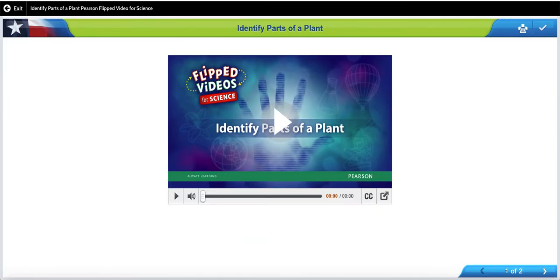Next, we're going to move on to science. In science, we are still talking about living and non-living things, but right now we're going to focus on the plant.